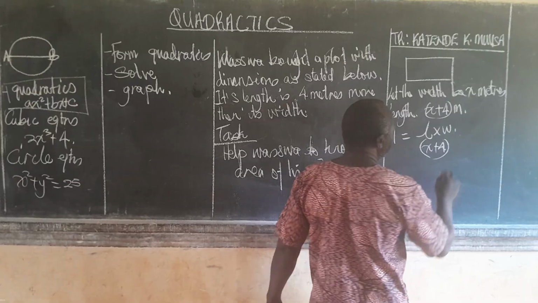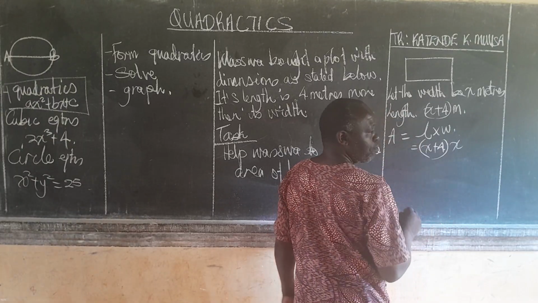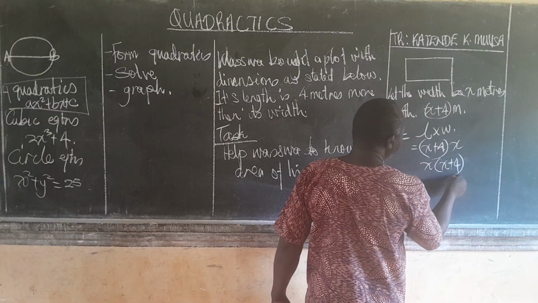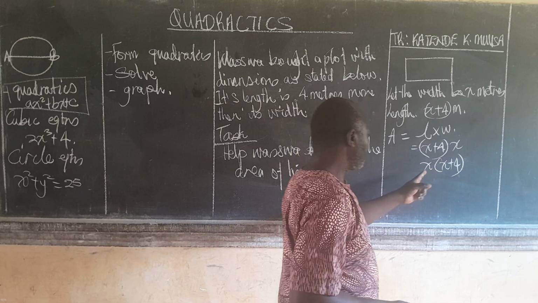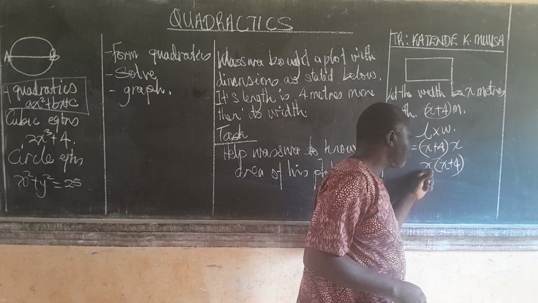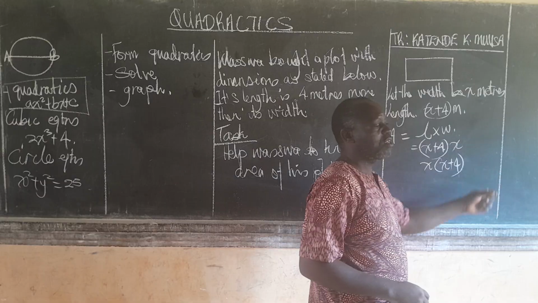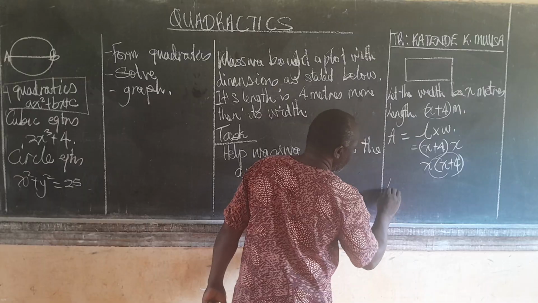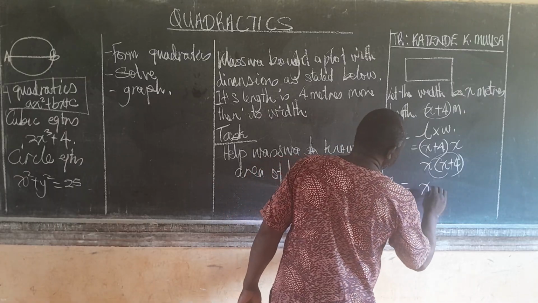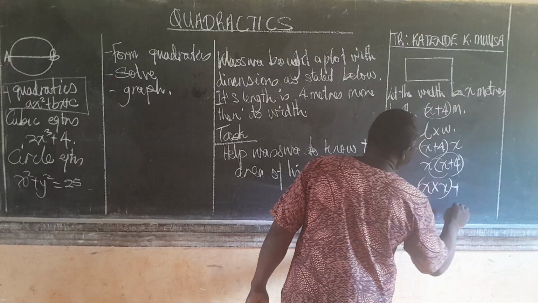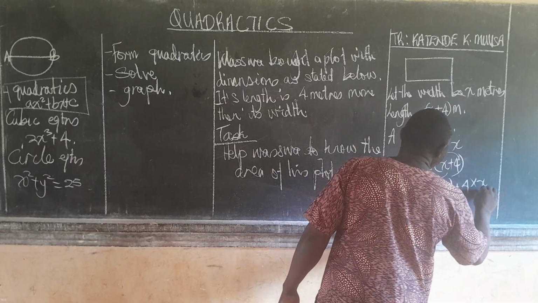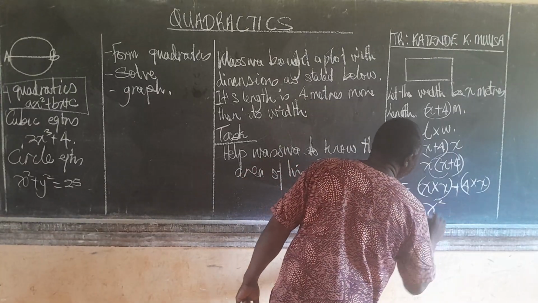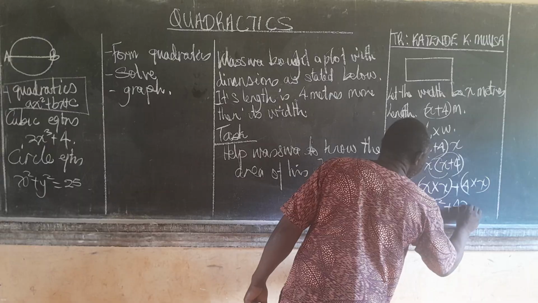Where we have length, we shall have x plus 4. Where we have width, we have x. This is the same as if we begin with the x and end up with the x plus 4. Now, when we have this, it means that the one outside is having a double effect onto whatever is inside the bracket. We first multiply by this and then by that. So therefore, the area is going to be x times x plus 4 times x. So x times x, that is x squared plus 4x.